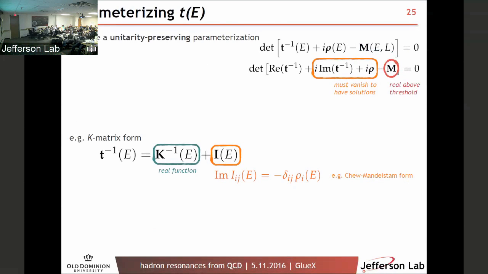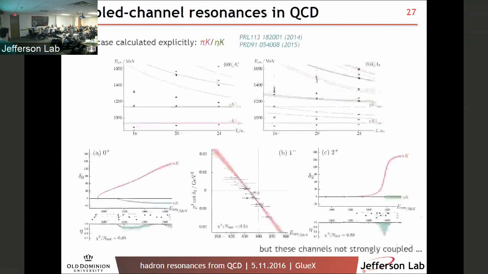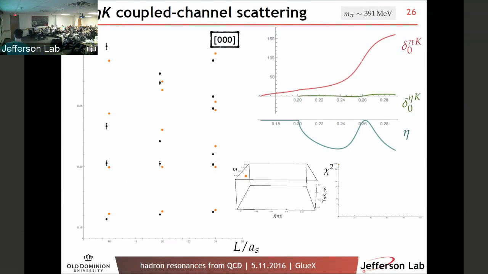I'll skip this bit. So just to show a cartoon of that, here the black points are calculated lattice finite volume levels, and the orange dots correspond to some parameterization that has, in this case, three free parameters, and we just allow those. We allow Minuit to minimize in that space of parameters, starting from some random position.